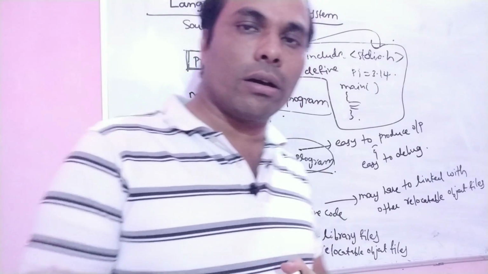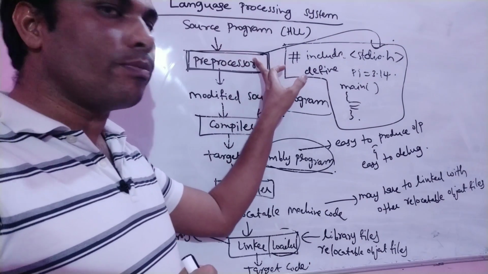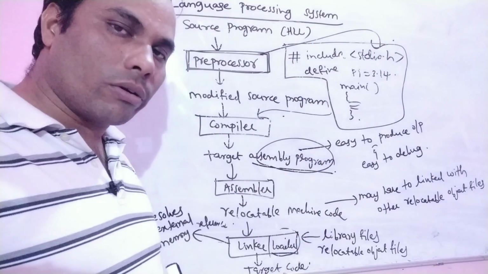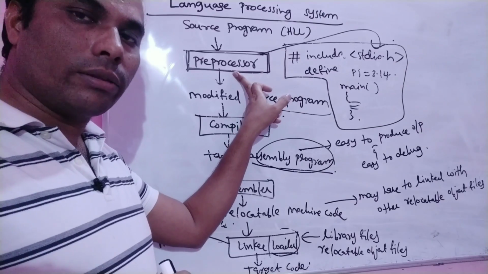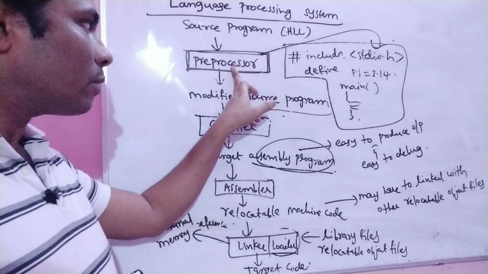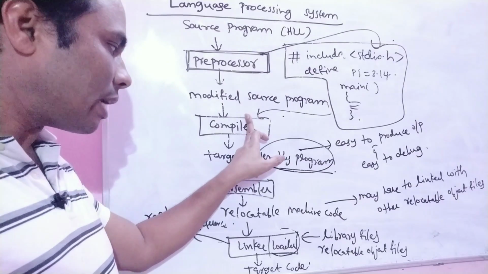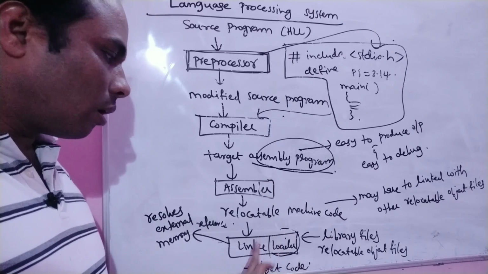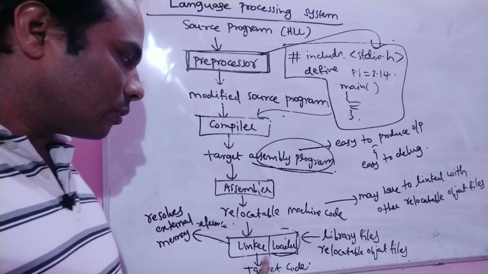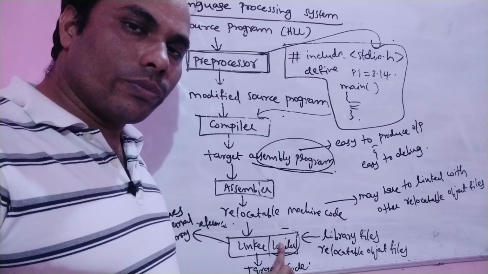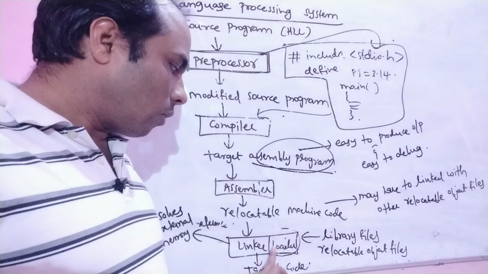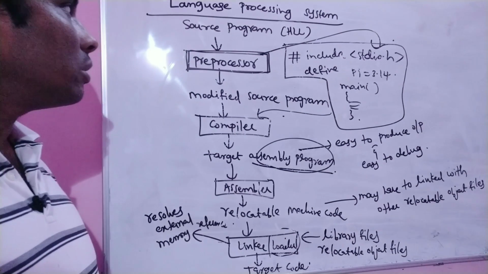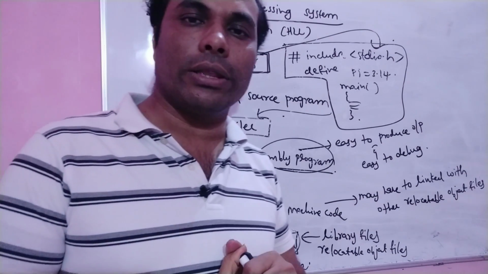So these are the different steps in the language processing system. You simply take the high level code and you expect the target code. In between, there is the preprocessing process, the compilation process, and then the assembler's role also. Finally you do the linking, then you use the loader. You have to load whatever files were generated, then you get the target code. So these are the steps you need to follow in the language processing system.